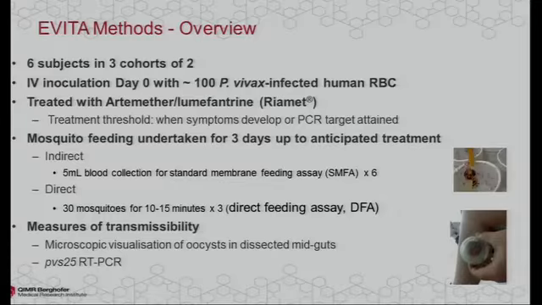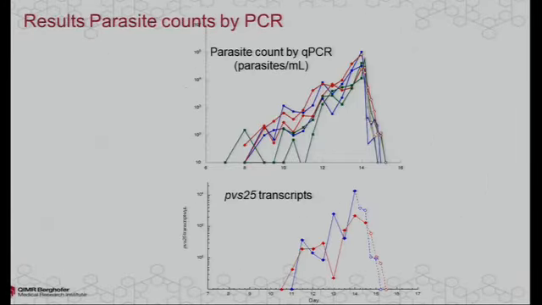We were able to do 3 days of transmission studies from the humans to the mosquitoes, both by the standard indirect feed, as well as our volunteers were successfully able to undertake 3 direct feeds, where we took 30 mosquitoes for 10 to 15 minutes 3 times directly on the skin. And our measurements for transmissibility were obviously our PFS 25 PCR, but also hopefully to look for oocysts in the midgut of the mosquitoes. So first, going over the parasitemia data.